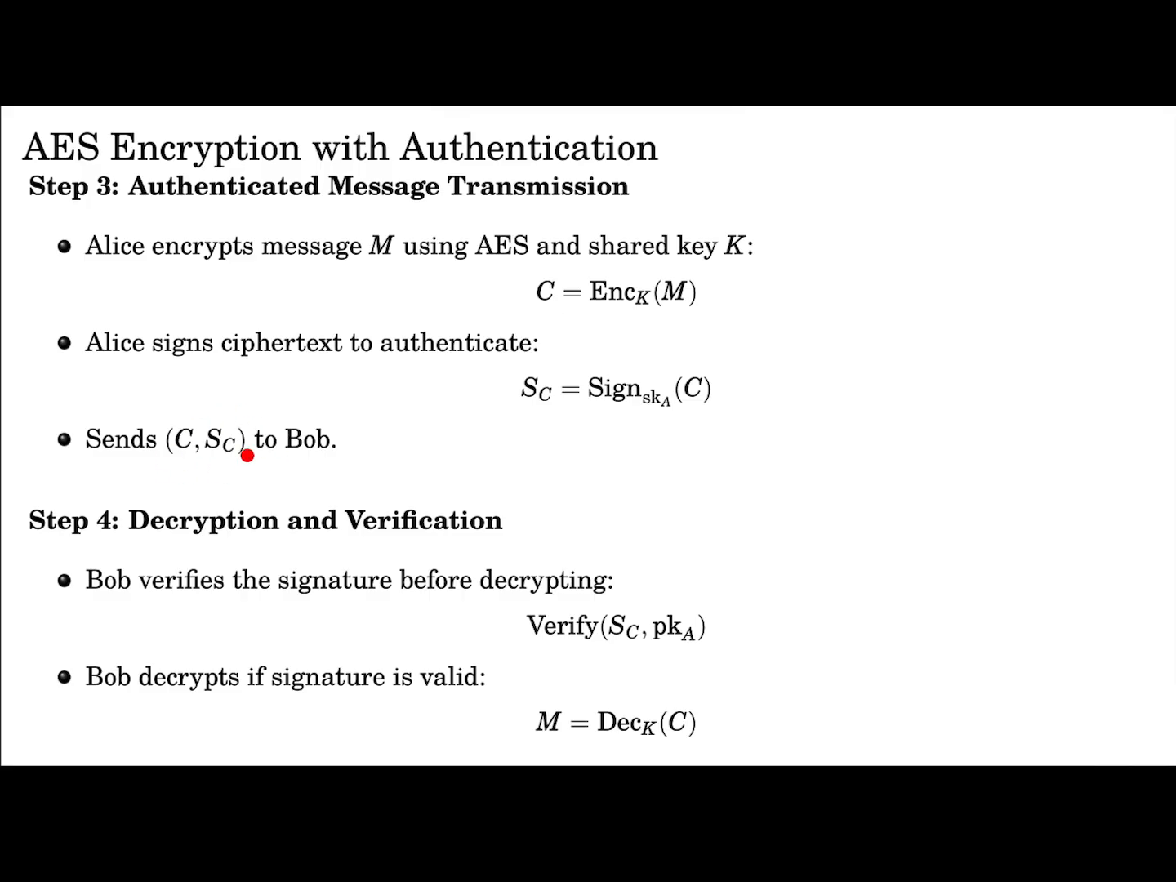So then, of course, Bob first verifies that this is indeed Alice sending him this ciphertext C. And once that verification is done, he can now decrypt the ciphertext with the key that they had shared before, right? And so with this, he's able to obtain the message.